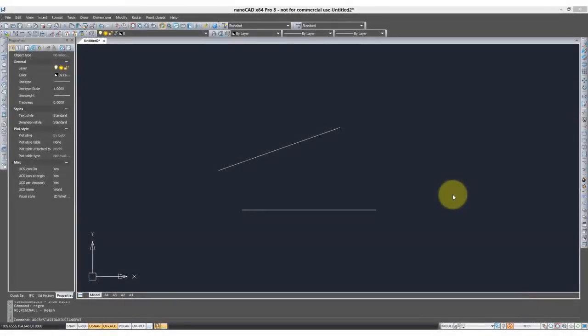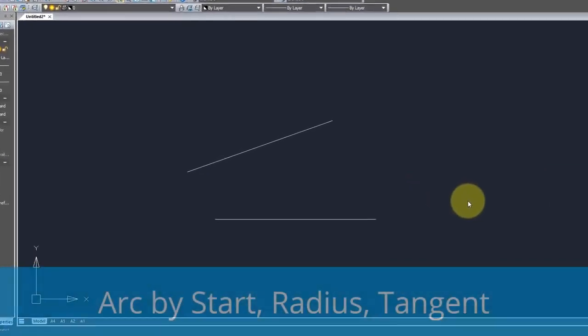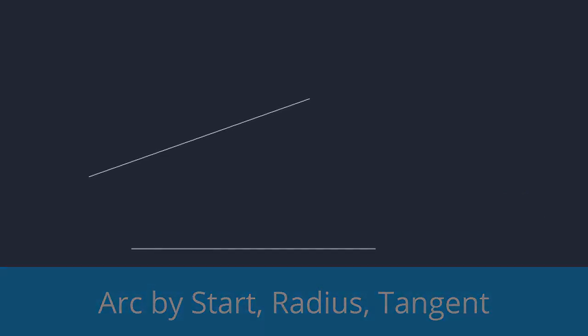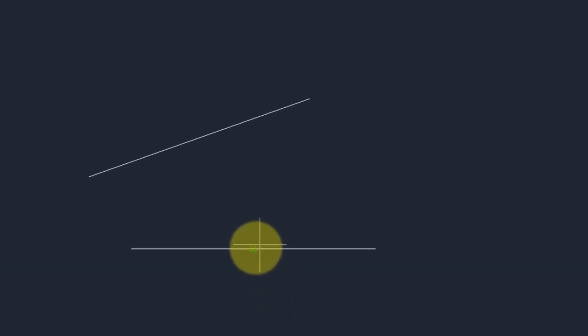nanoCAD 8 has new ways to draw arcs. So one of them, for example, is arc by start point, radius, and tangent. So it's going to ask for the radius, and I'm going to specify the radius as being the distance between these two lines' midpoints. Start point of the arc is again midpoint of this line, and then it asks for a tangent object. So I'm going to pick the other line, and there's your arc.